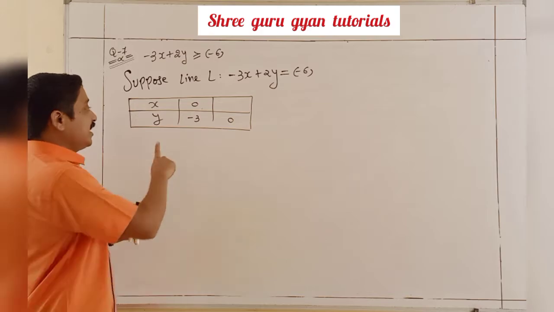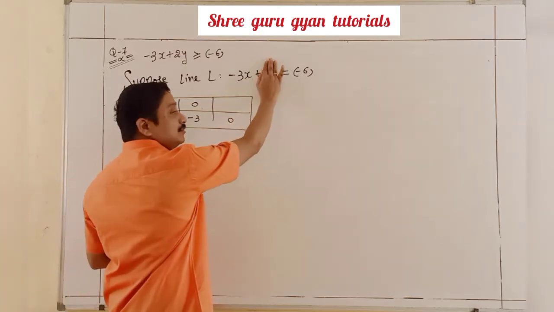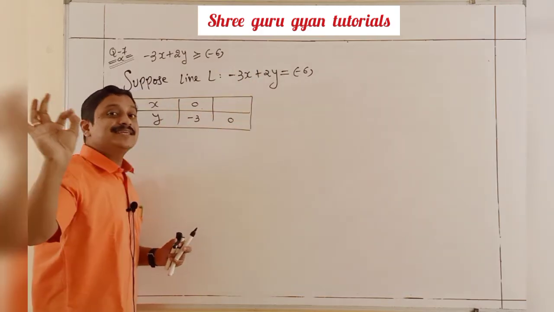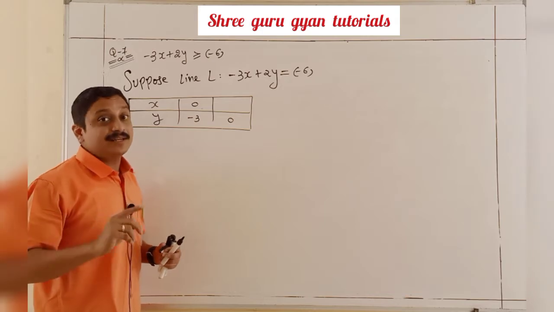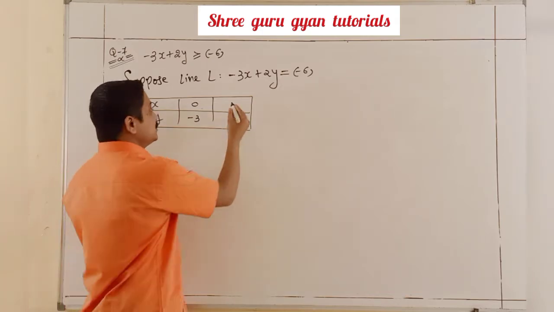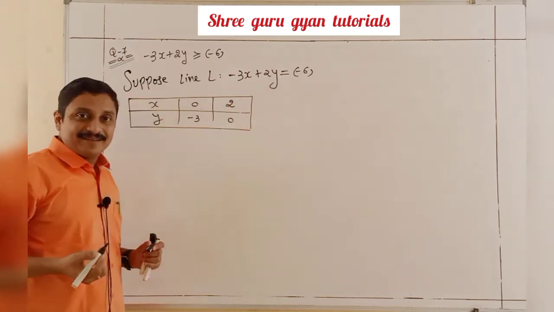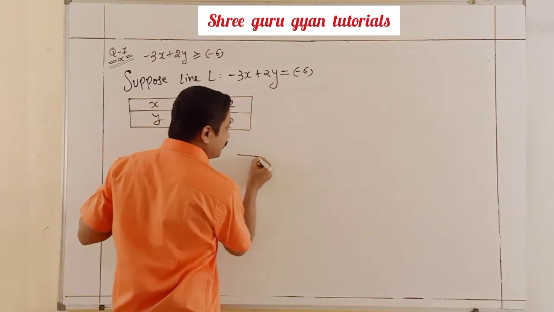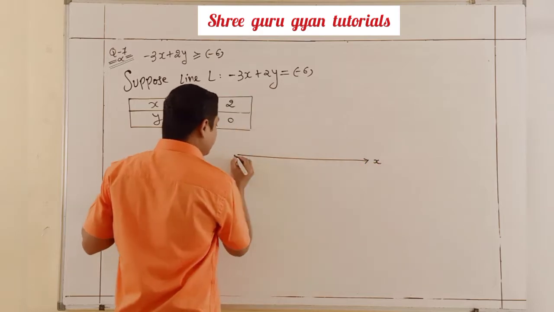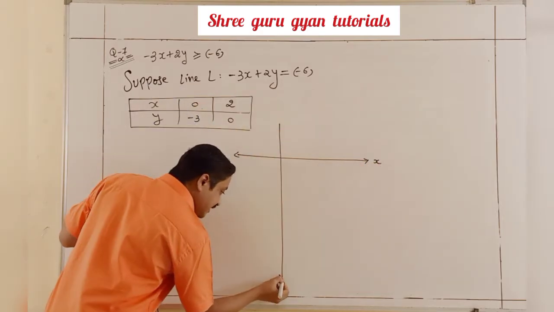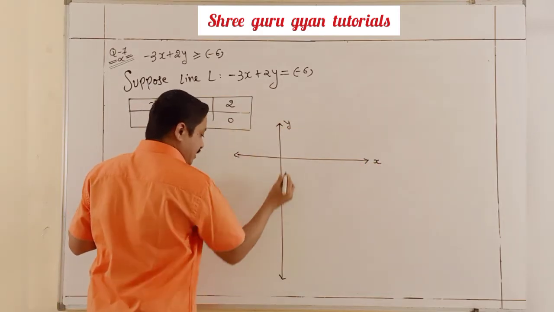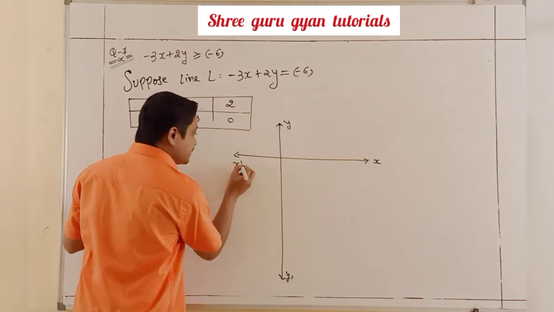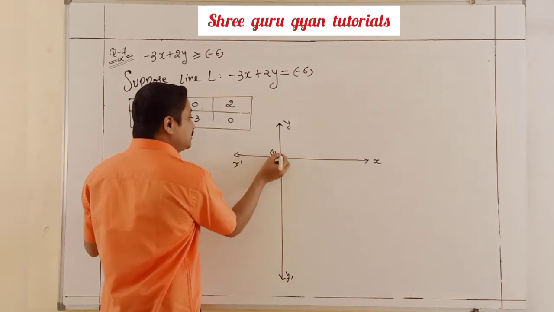If you take y = 0, you get -3x = -6, so x = 2. Now x is positive and y is negative, which means your graph moves to this side, the x-positive, y-negative side. Here is y', here x', and that's my origin.